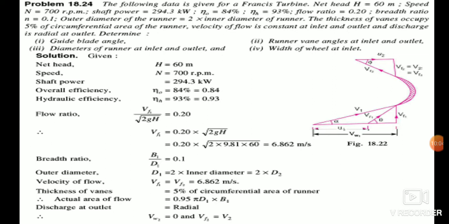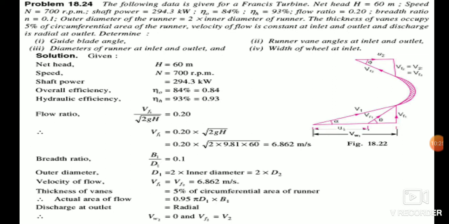So what is now given? Following data: net head H is equal to 60 meter. Speed N is given directly. Shaft power SP we can denote by 294.3 kilowatt. Then overall efficiency is equal to 84%, 0.84. Then hydraulic efficiency is 0.93. Flow ratio is there.